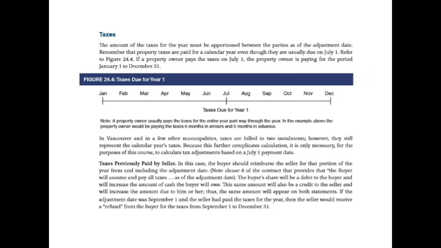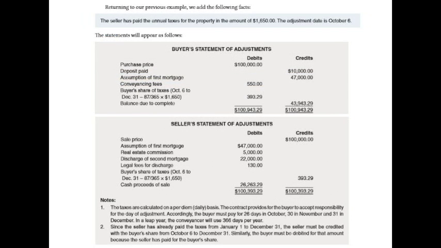If the adjustment date was September 1st and the seller had to pay the taxes for the year, then the seller would receive a refund from the buyer for the taxes from September the 1st to December the 31st. Returning to our previous example, we add the following facts. The seller has paid the annual taxes for the property in the amount of $1,650. The adjustment date is October the 6th. The statements will appear as follows.